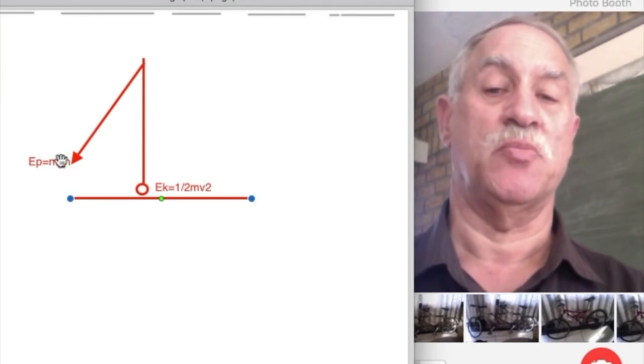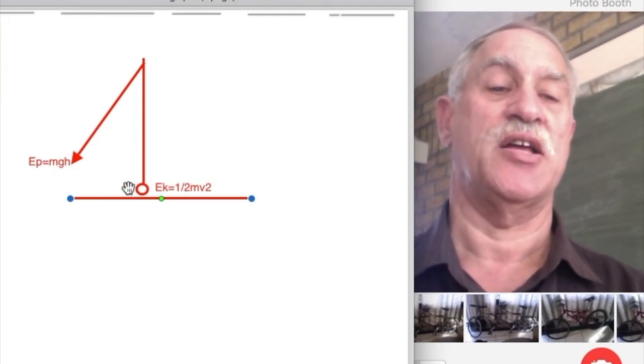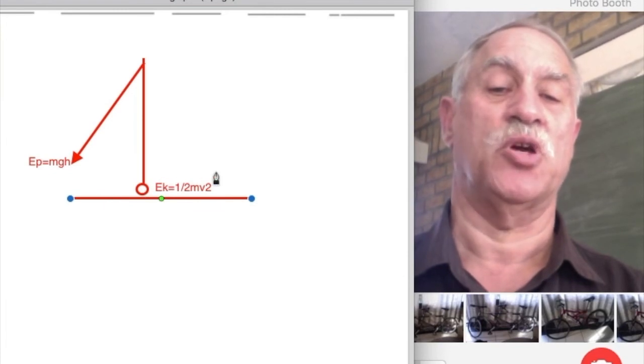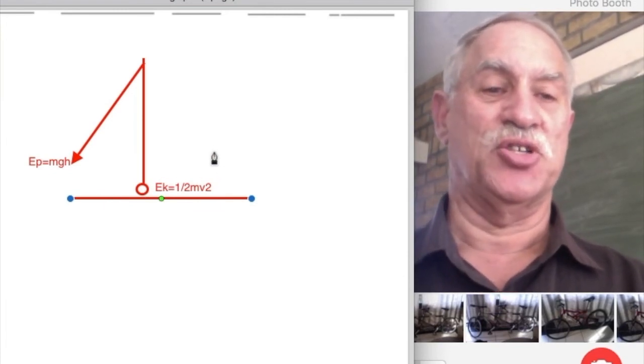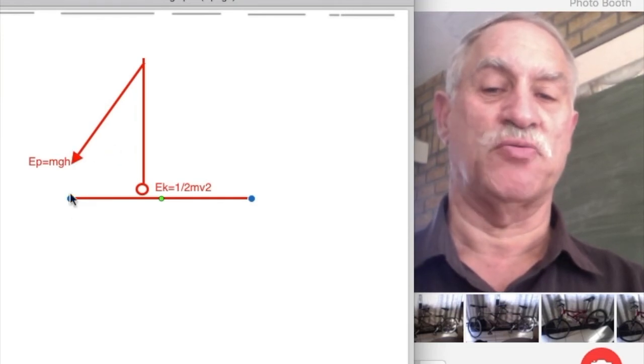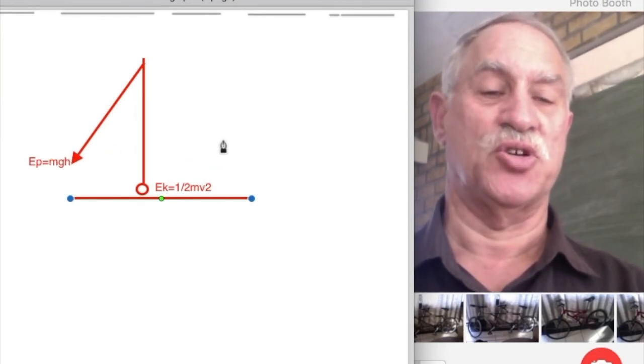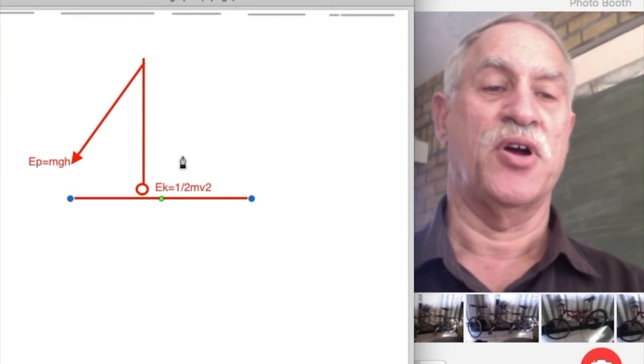Mechanical energy. That means if you add potential and kinetic at any point in the swing, the mechanical energy is conserved. So this force of gravity that is acting on it would be an example of your conservative force.